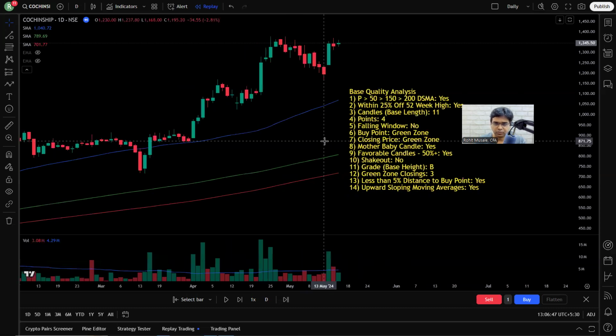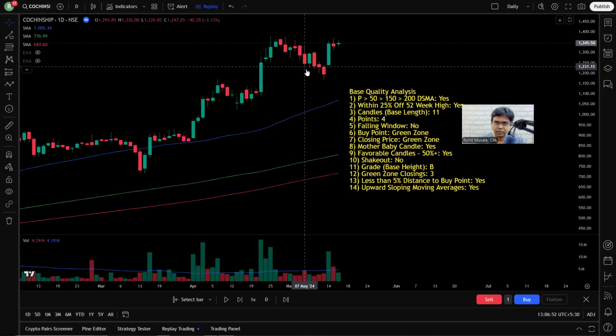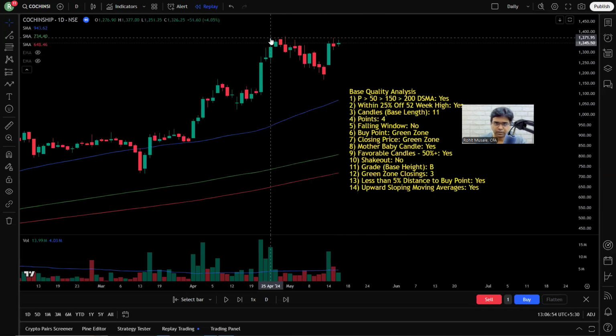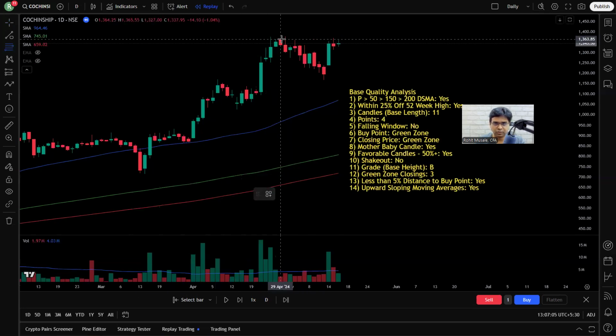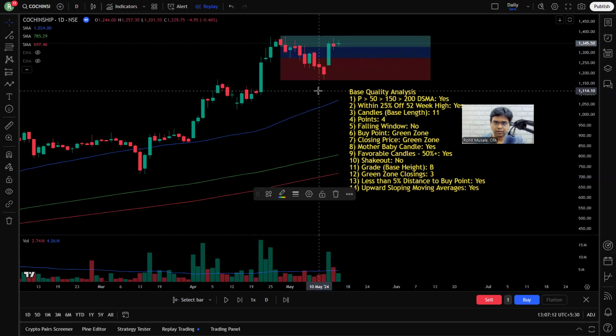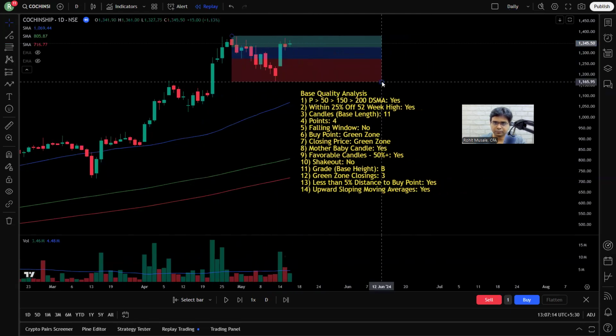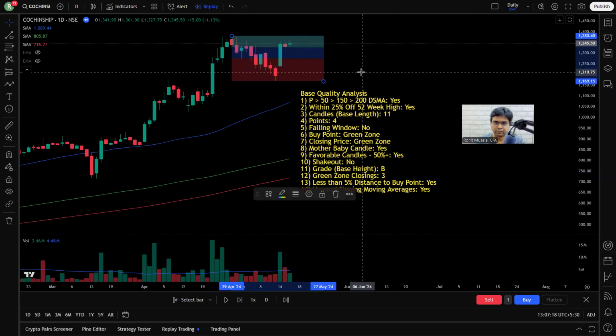Okay. So this is Cochin Shipyard. This is the acute little base here. So what is point one? The high of this candle is 1377. The high of this candle is 1378. So that is base. That is point number one in the base. Let me first draw the base. Okay, that's the base. I like small bases.